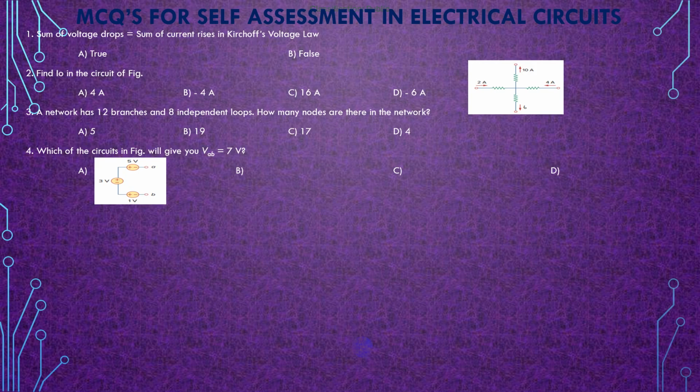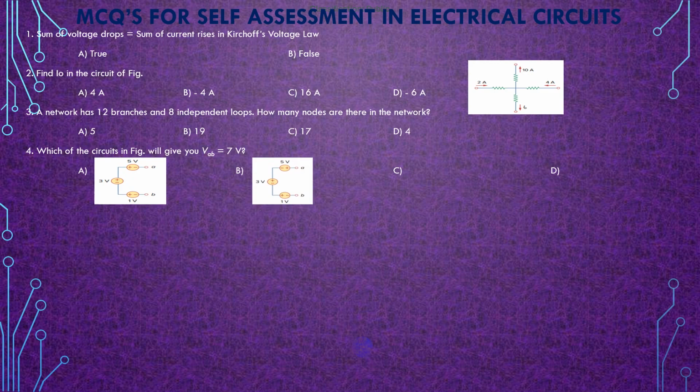So, minus 1. Current leaving from this 3 volts, how much? Minus 3. So minus 1, minus 3, minus 4. Current entering this source, plus 5. So it is minus 4 plus 5, plus 1. Is the result coming? No. So the first figure is no.